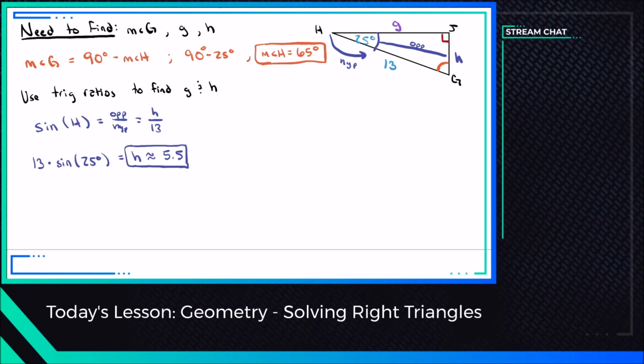And now at this point, you can either use the Pythagorean theorem, or you can just use the cosine of angle H, because this side right here is adjacent, and adjacent over hypotenuse is going to be cosine. So the cosine of H is equal to little g over 13. Multiplying 13 to both sides, we get 13 multiplied by the cosine of H, and H is equal to 25 degrees, is going to equal g. Plugging 13 multiplied by the cosine of 25 into a calculator, you approximately get that g is equal to 11.8 units.